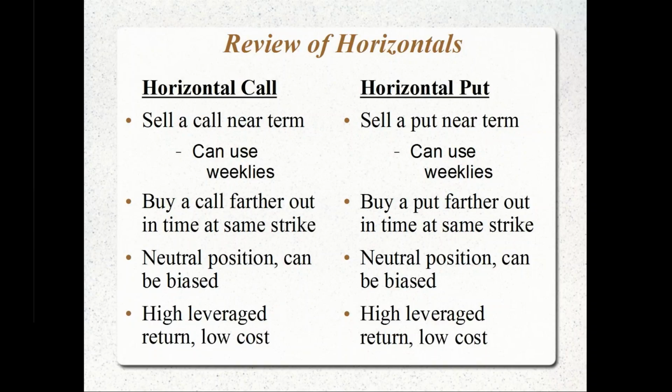The diagonal is when I'm going to buy an option far out in time that's deeper in the money and sell an option near term that's at or slightly out of the money. In either situation, you can use weeklies or standard monthlies. So, a horizontal: sell a call near term, buy a call farther out in time at the same strike. It is a neutral position, but it can be biased. And we'll talk about that later.